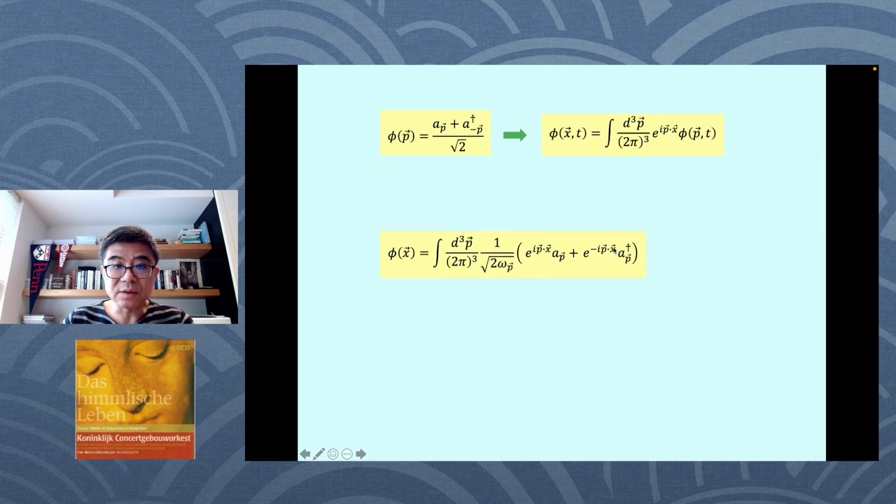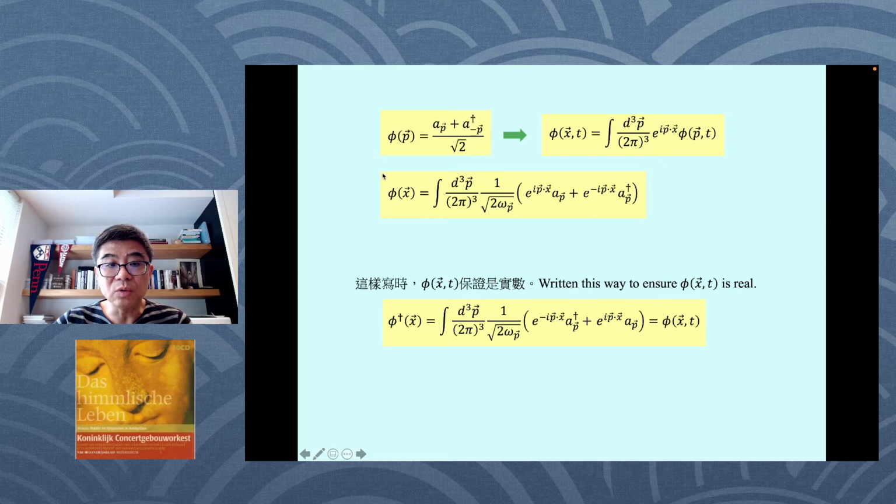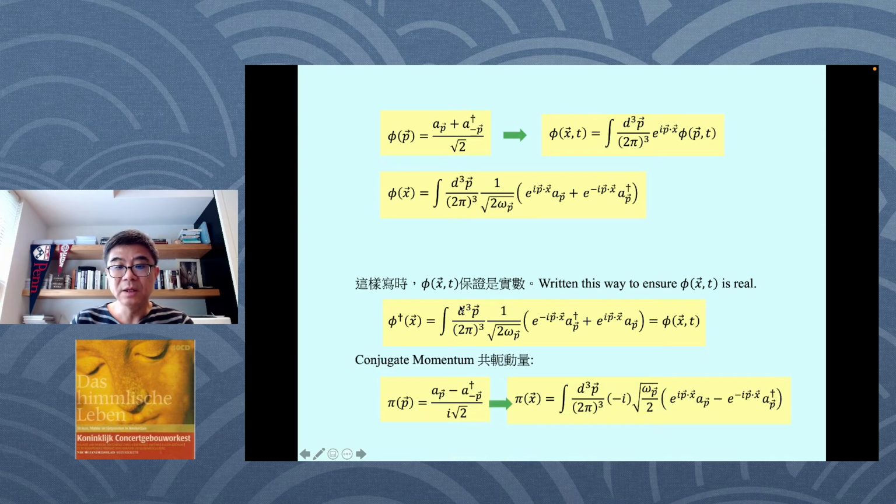Okay, so this is the formula we will usually use in the expansion of the Klein-Gordon field phi in terms of a and a dagger. And written in this way, it is easy to show that phi is actually real. Here I check for you. You can do it on your own at home. And the conjugate momentum, I also list its formula here, is also a combination of a_p and a_p dagger.